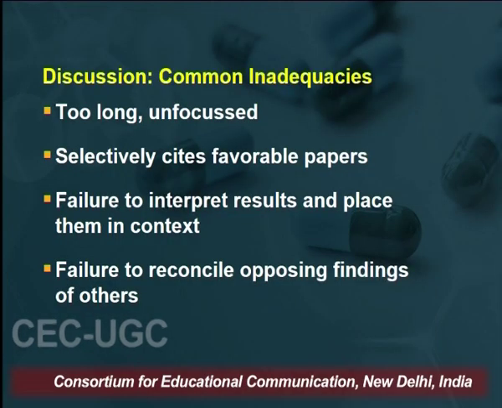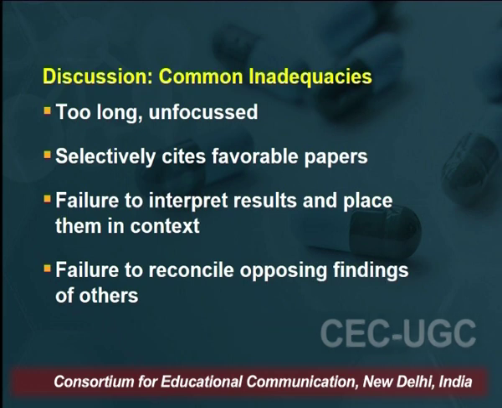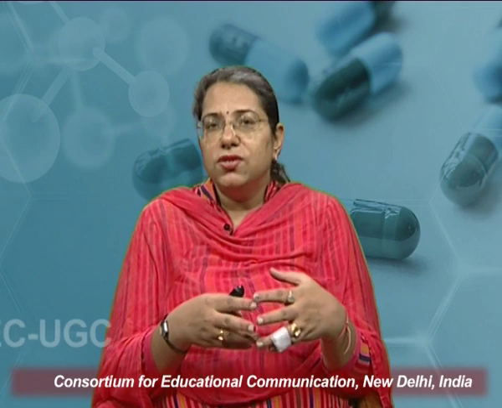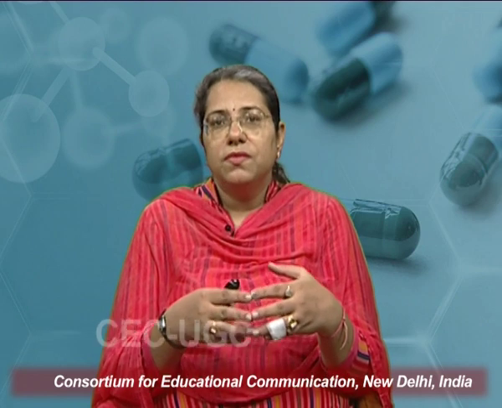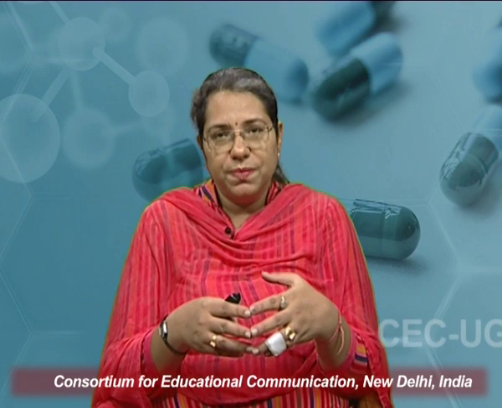So the next is failure to reconcile opposing findings. This is connected to our point 2, where we were discussing selectively citing favorable papers.